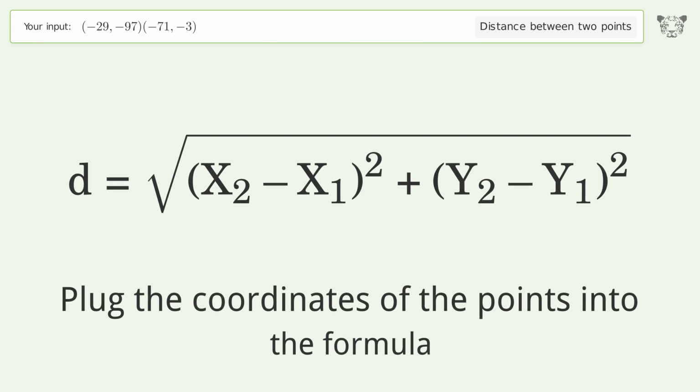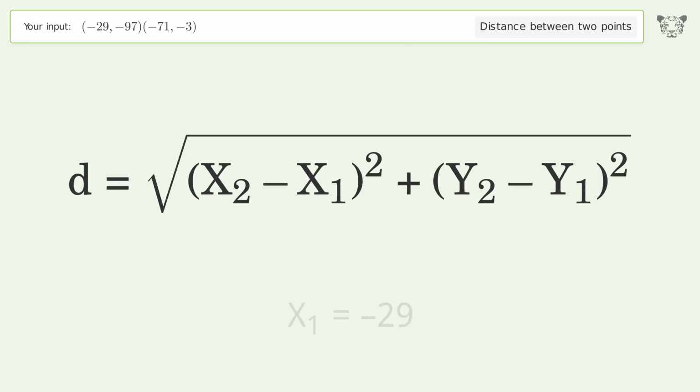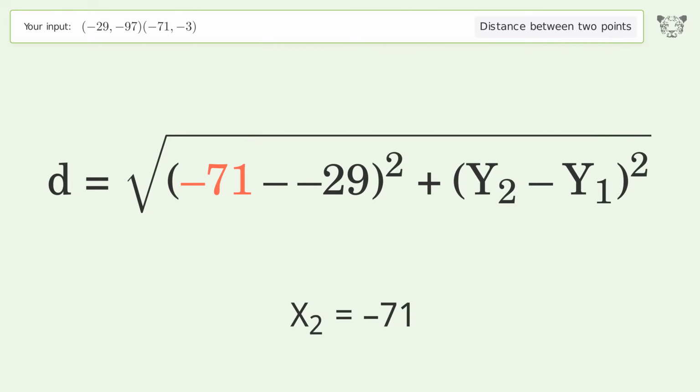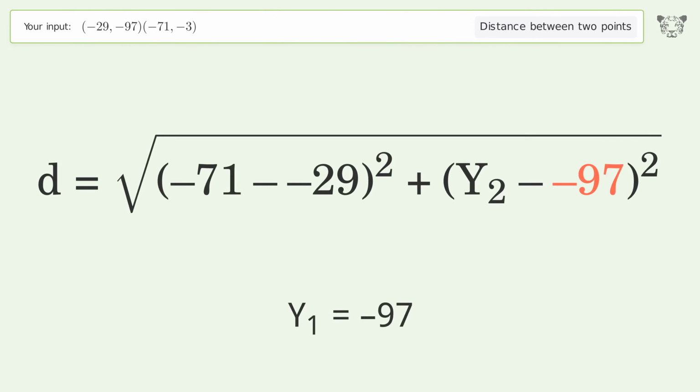Plug the coordinates of the points into the formula. x1 equals -29. x2 equals -71. y1 equals -97. y2 equals -3.